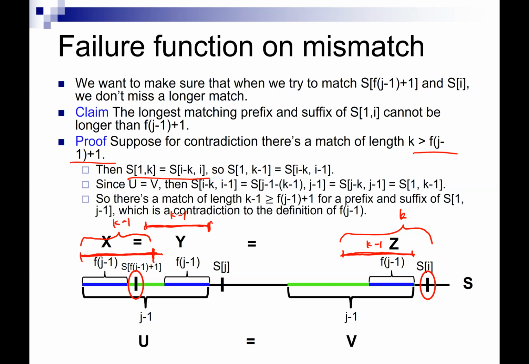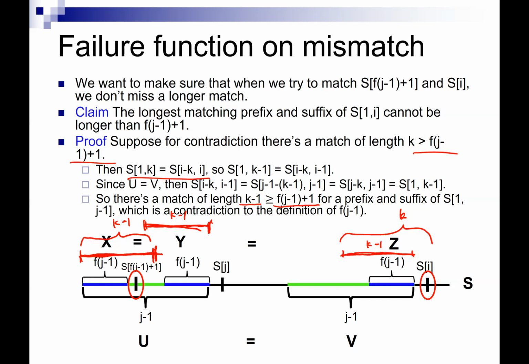In that case, what we find is that we have a match of length k minus 1 between this prefix of f of j minus 1 and this suffix of f of j minus 1. We have at least a length k minus 1 match over here. And so if you're assuming that k is larger than this, then k minus 1 is going to be at least equal to f of j minus 1 plus 1.